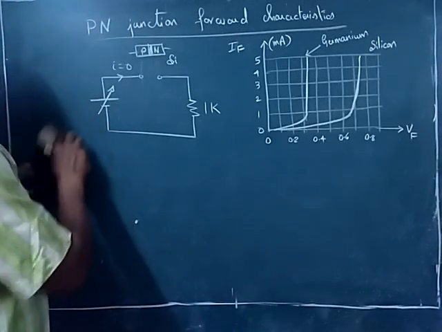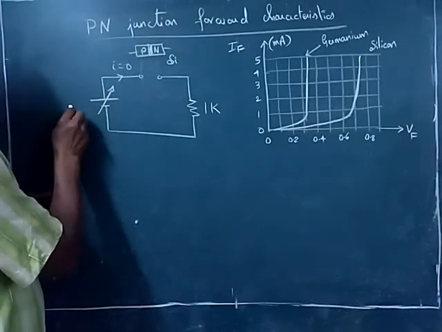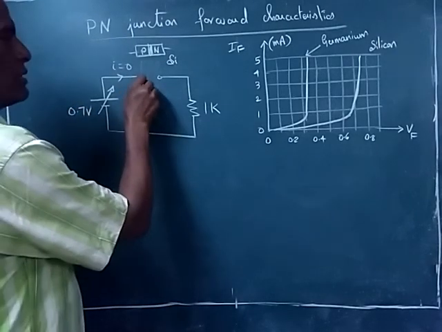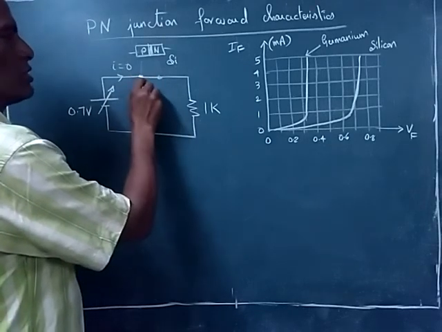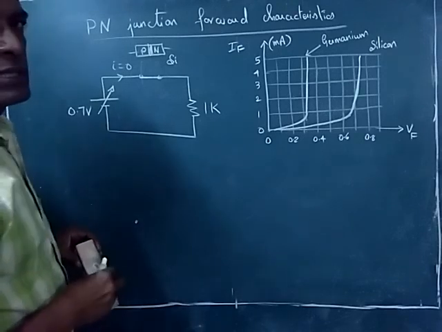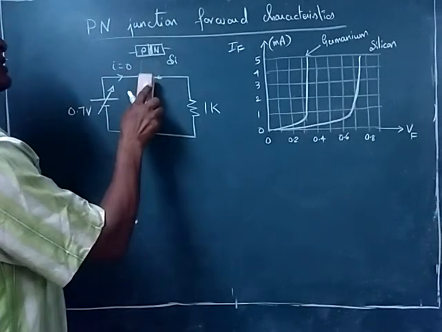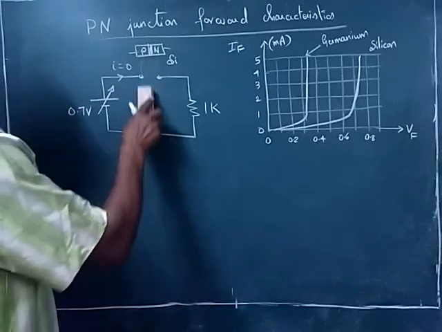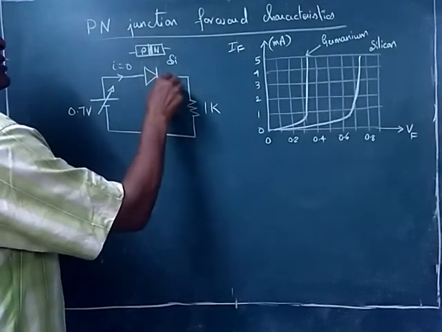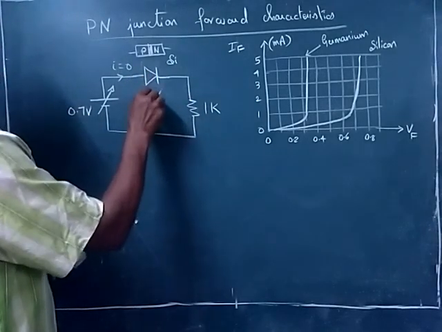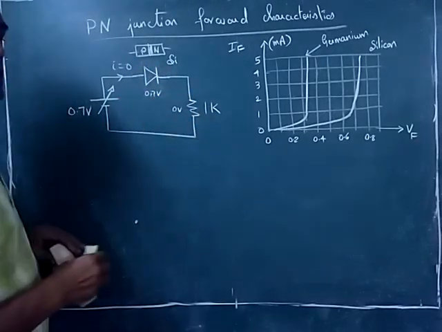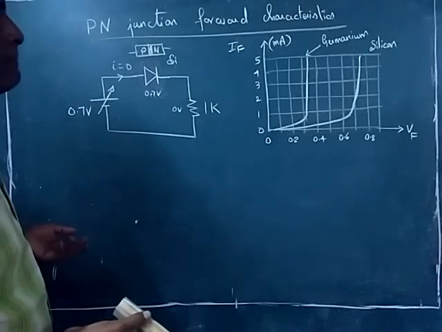But once you reach 0.6, 0.7 like that, you can assume that the diode can be treated as a short circuit. Short circuit means it has started conducting. That's the meaning. But the diode itself will take 0.7 volts. So balance at the load, this will be 0 volts. So still there is no current.